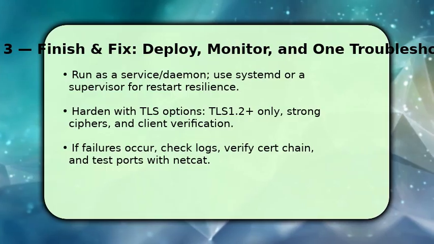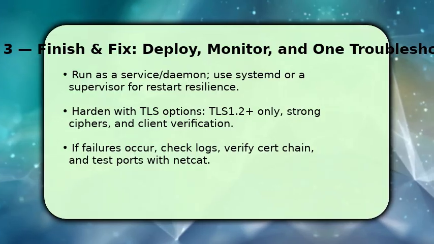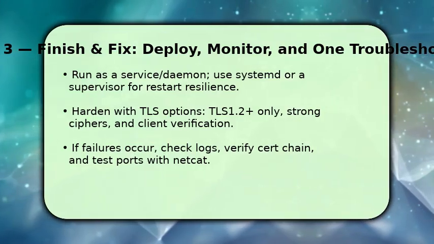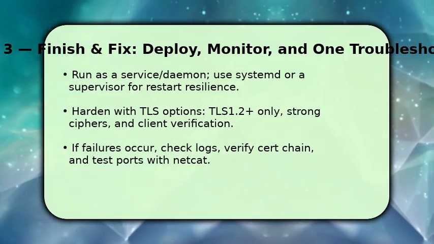If something goes wrong, check the tunnel tool logs and systemd journal. Validate the certificate chain with OpenSSL and test ports with Netcat. One key tip: mismatched host names often break the handshake.